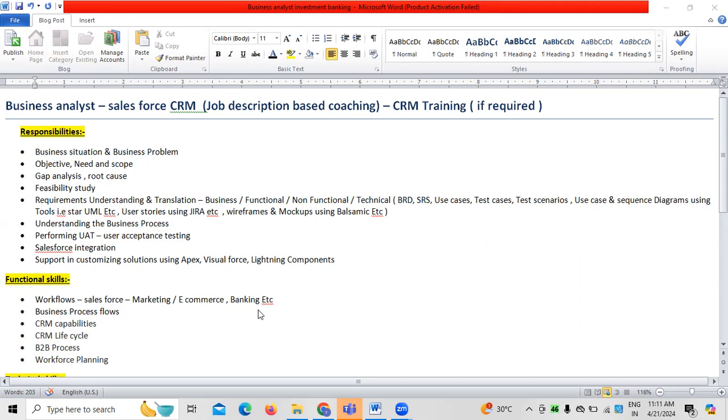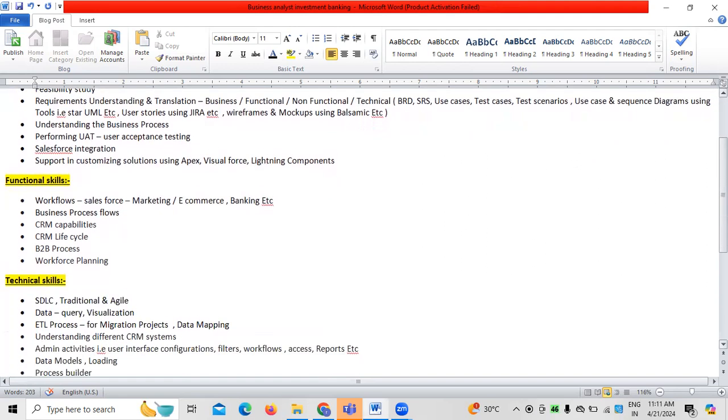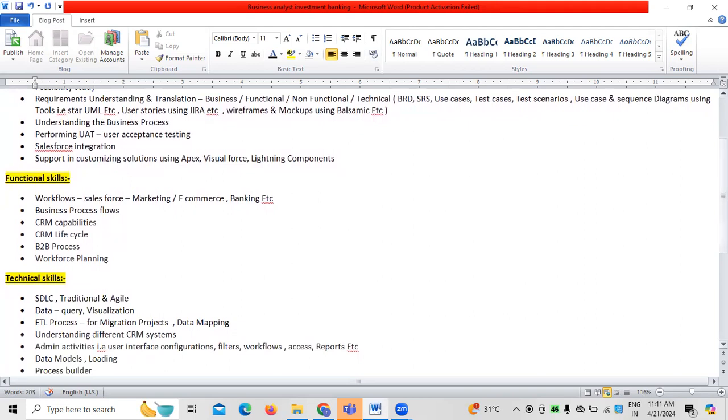Next, functional skills. What are the different functional skills being a BA one has to acquire? So functional skills, first of all, we need to know about the workflow process of Salesforce, because Salesforce CRM have many dimensions: marketing, e-commerce, at the same time, cloud, right? So there are different banking projects can be used in this, right? So at the same time, insurance. So workflows is what something we need to know, right?